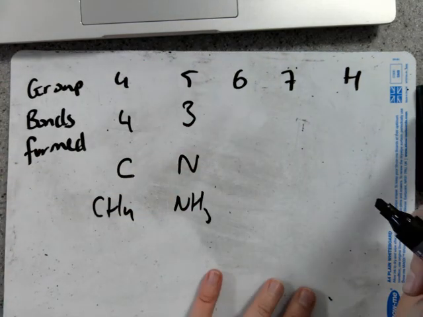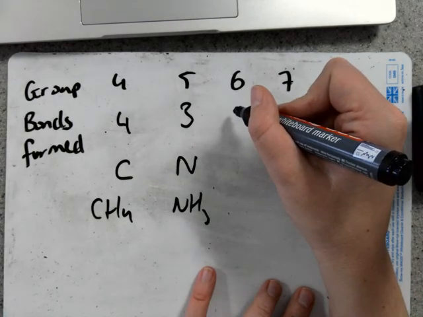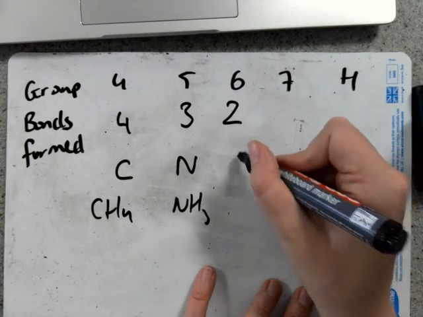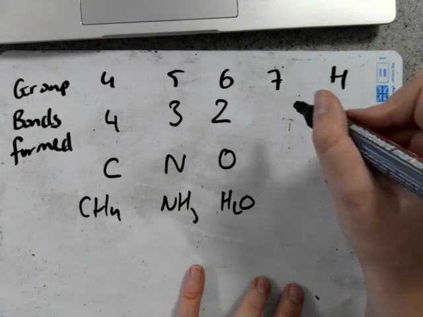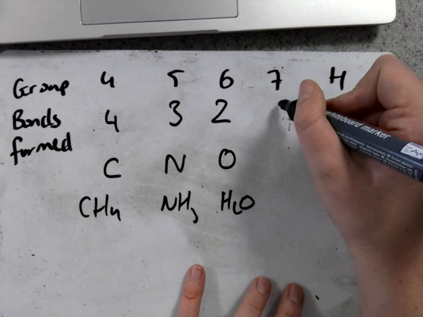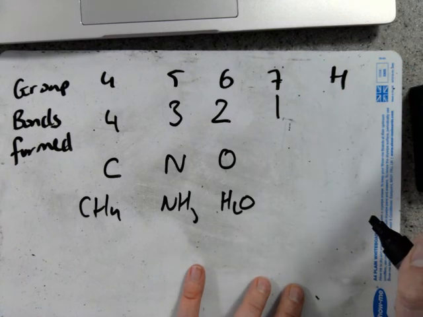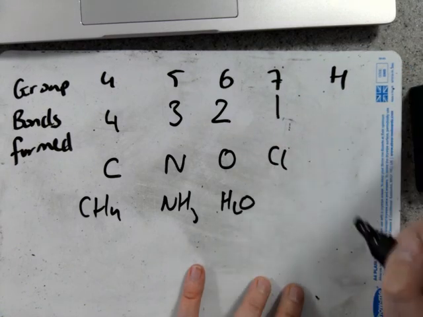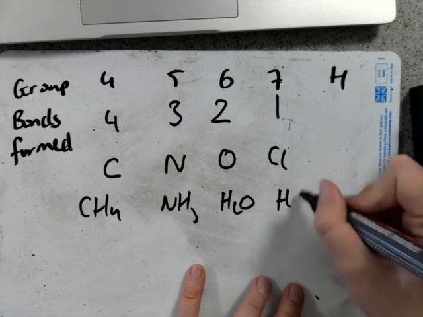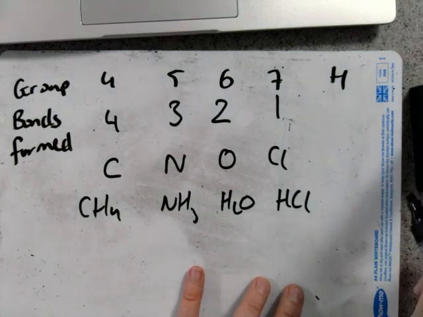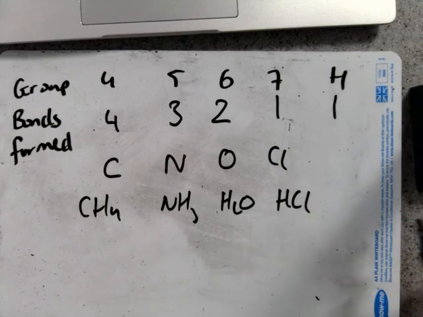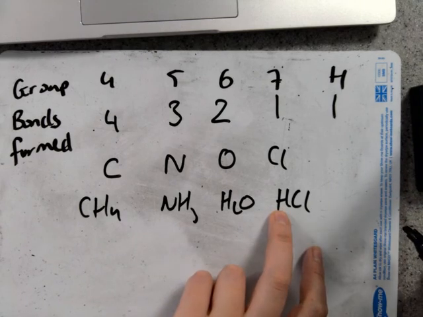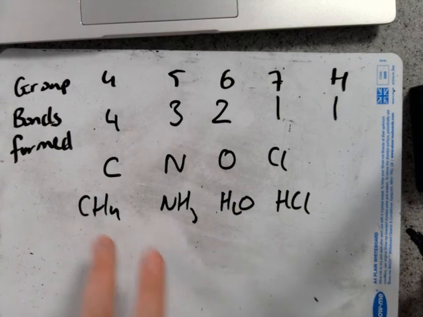Next one, group 6: 6 electrons in your outer shell. You want 2 electrons, so you form 2 bonds. Oxygen's your classic example there, H2O. And then in group 7, you have got 7 electrons. You want 1 more, so you form 1 bond. I'll go for a period 3 element this time. Chlorine would be HCl. Hydrogen has got 1 electron in its outer shell. It wants 1 more to give it a full outer shell. Remember, its outer shell is the first shell, so hydrogen will form 1 bond. You'll see it there already in HCl, and you'll see it just forms single bonds each time.